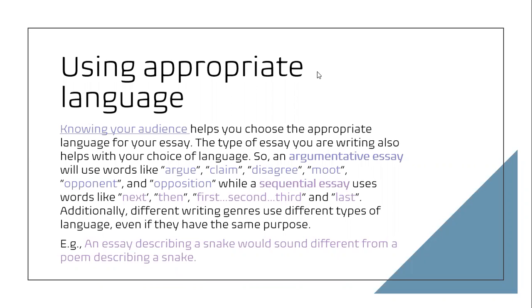Additionally, different writing genres use different types of language, even if they have the same purpose. So an essay describing a snake would sound different from a poem describing a snake. And we know that especially literary writing is more descriptive and uses more figurative language and all of these features. Meanwhile, an essay is more direct. It is most times objective. It can be subjective as well. But yes, differences will occur in different genres of writing.